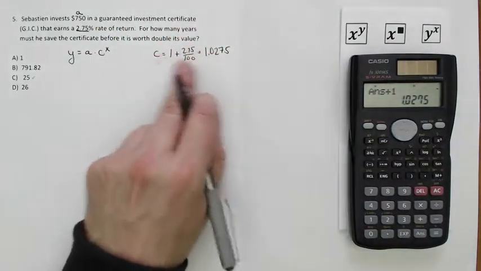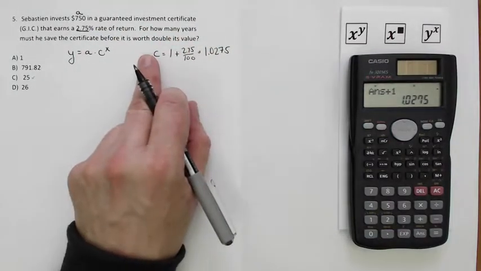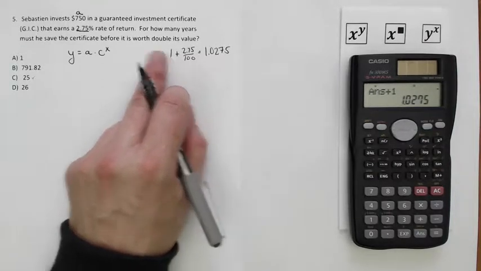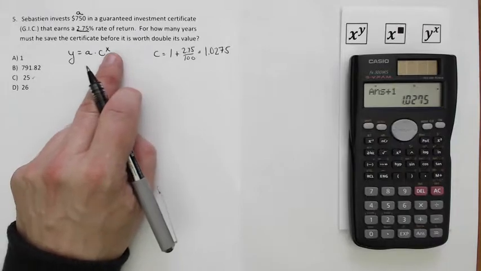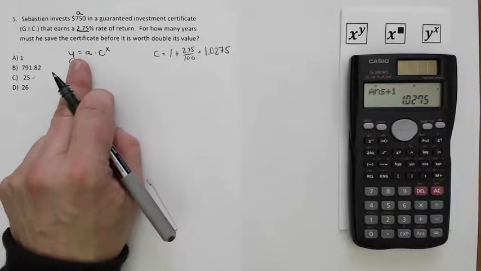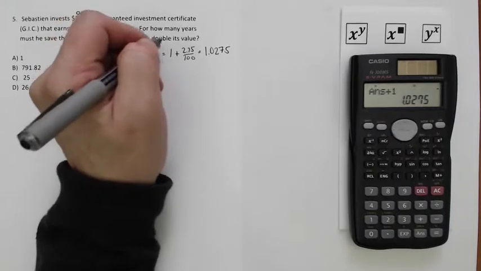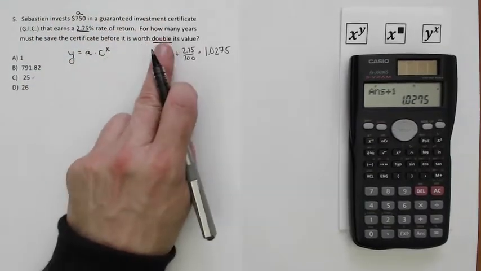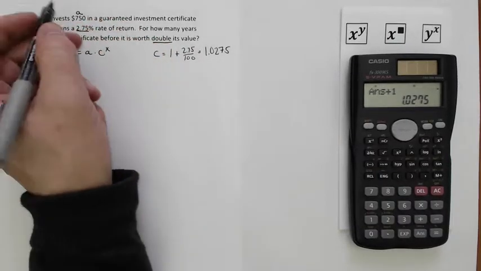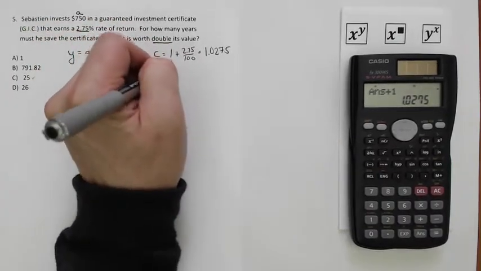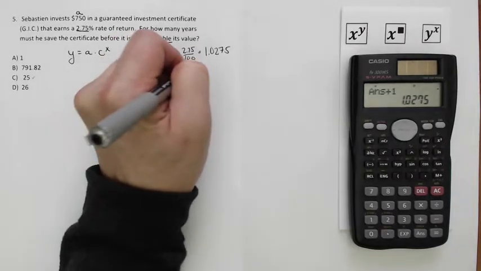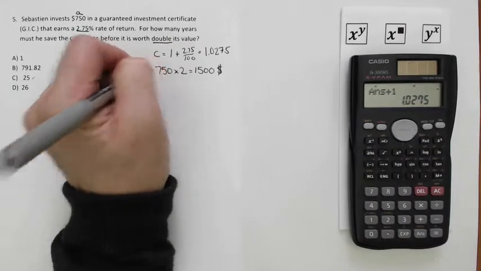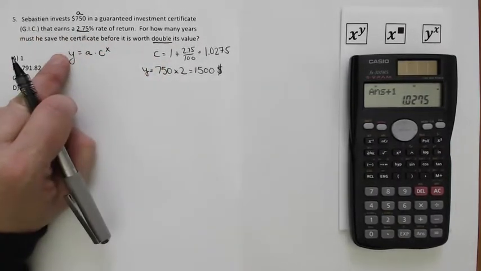So that'll be the way in which it changes, or the rate of change, if you want to call it that, the growth rate. And we are asking here about X. We want to know how long before this thing doubles. The mistake they're hoping you make is that you'll see that word double and think that that's the C. Well, it's not. We want to know when it's double its value. In other words, we want to know when is it worth 750 times 2, which is $1,500. In other words, we want to know what is the X when the Y is 1,500.